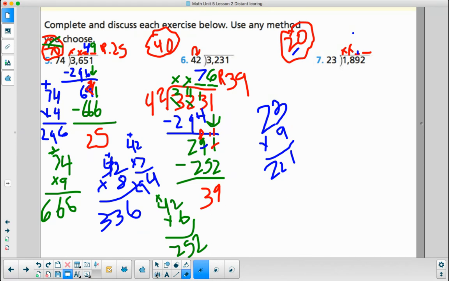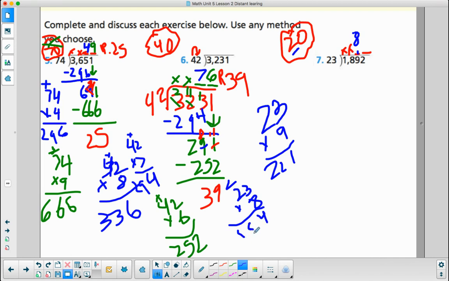Now I don't know that 8's even going to work. So I'm thinking 8, 23 multiplied by 8. 8 multiplied by 3 is 24. 8 multiplied by 2 is 16, 17, 18. Ooh, 184. Just made it. So my estimate wasn't right. It was an overestimate, but it really took me within 1.